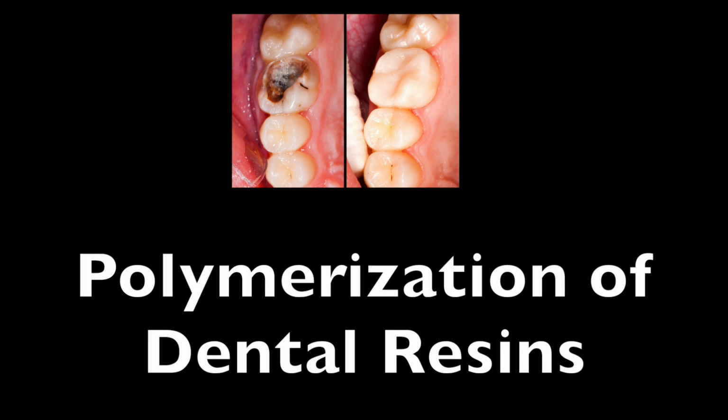So another limitation of BIS-GMA is that it has a relatively high viscosity, meaning it's kind of thick and sticky, which can make it a little challenging to manipulate and adapt to the contours of the tooth. Yeah, I can imagine that would be pretty tricky. It can be a bit finicky. So what are researchers doing to address that?